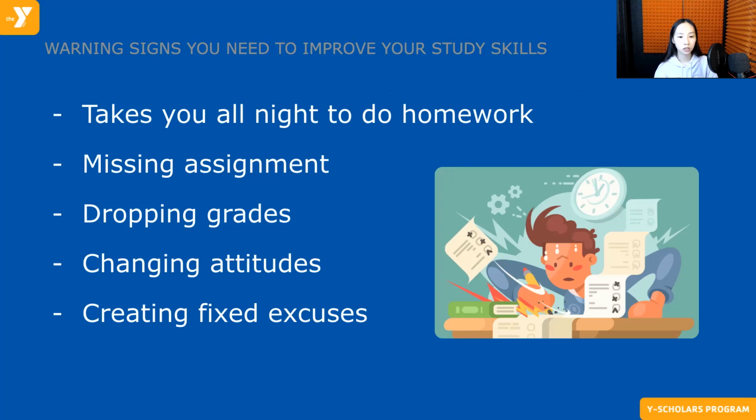And when your grades start slipping, your GPA is falling. And when you notice that you have a change of attitude, like you're very pessimistic, very negative towards yourself, saying, oh, I can't do this. I'm just going to fail this class anyway, so I might as well retake it next semester, right? And creating fixed excuses like the ones right here. That's also a sign you need to improve your study skills.